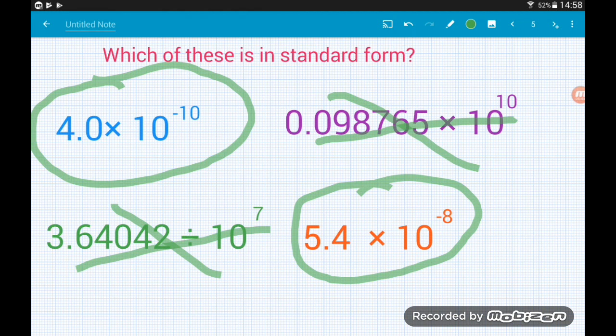Okay guys, that's it for this video. What we're going to look at separately is how to turn normal numbers into standard form. Then we'll have a look at doing it the other way around, going from standard form to normal numbers. And then for the higher minions, we'll also go through addition and subtraction, and multiplication and division with standard form as well. Okay guys, hope this has helped.